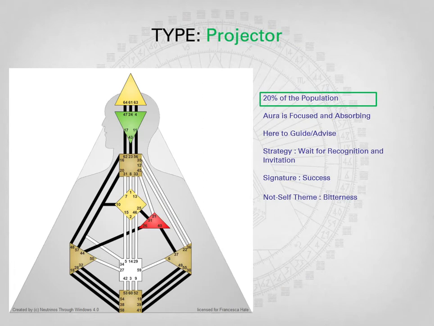Projectors are next. They are around 20% of the population, so still a minority. They are here to guide, to advise, but only when they're recognized for their gifts and invited to do so. Their aura is focused and absorbing, and when they are in the flow they feel success. When they meet resistance through initiating or accepting invitations that weren't actually correct, they can feel a lot of bitterness. Waiting for recognition and invitation is the strategy of the projector.